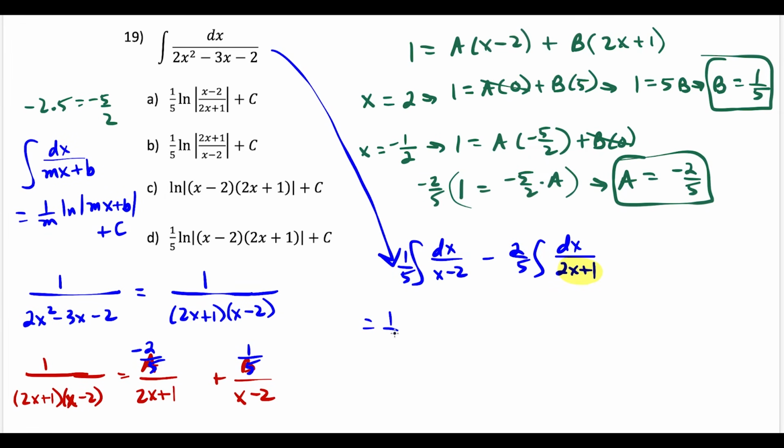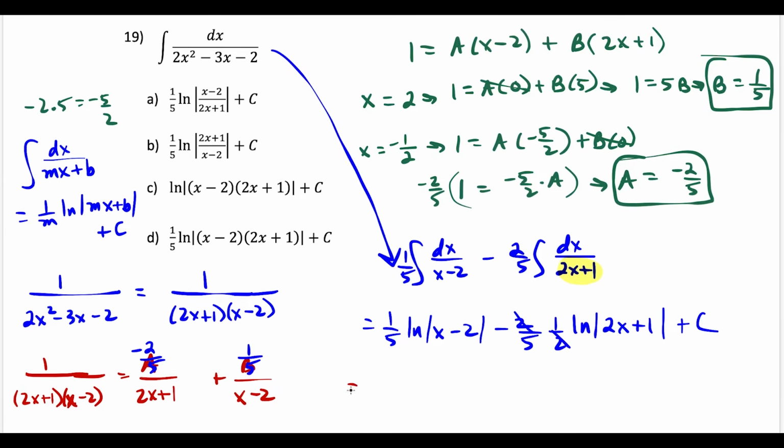So for this first part here, we have 1/5 natural log absolute value x minus 2 minus 2/5, and I'm going to leave a space. We have natural log absolute value 2x plus 1. I throw on the plus c, but the derivative of 2x plus 1 is 2. And if I divide by 2, that's the same thing as multiplying by a half. So my 2 over 2 cancels. And now I have these two log expressions here. They have the same coefficient of 1/5.